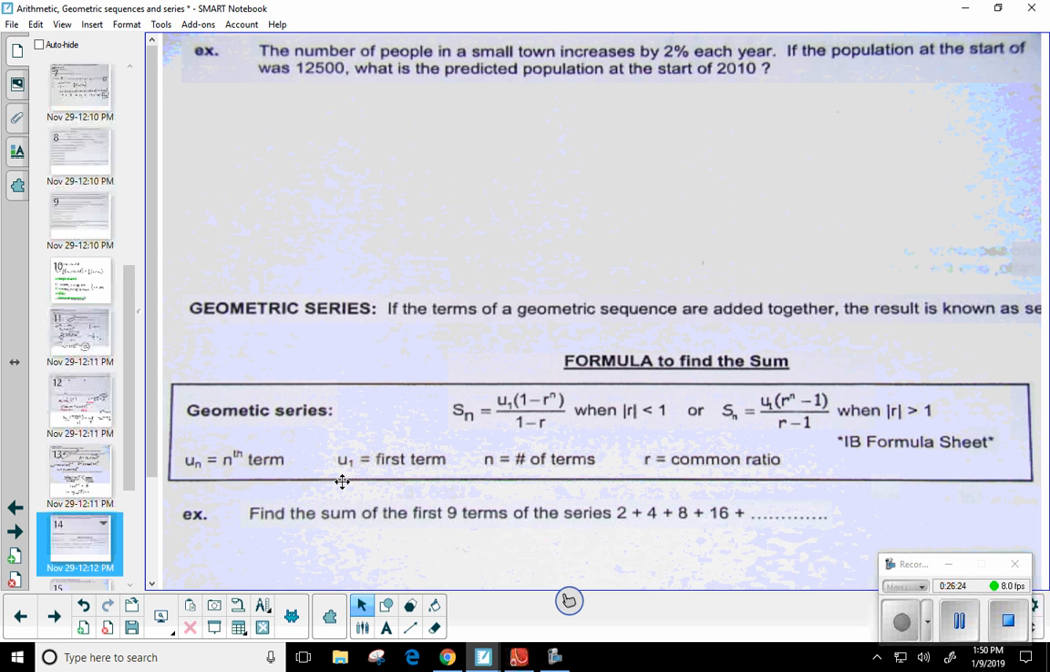Next up, the number of people in a small town increases by 2% each year. If the population at the start was 12,500, what's the predicted population at the start of 2010? Okay. All right, so I'm just going to use this as a good old-fashioned exponential. Okay. So what are we starting with?